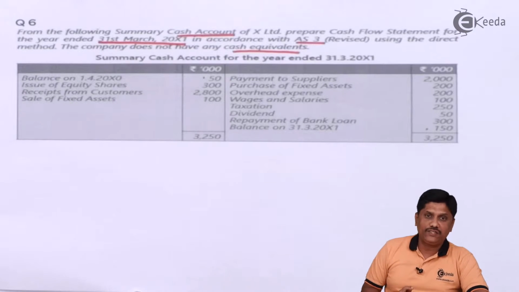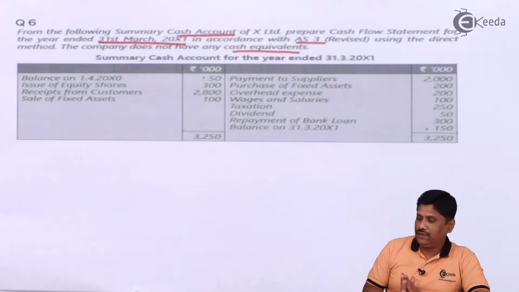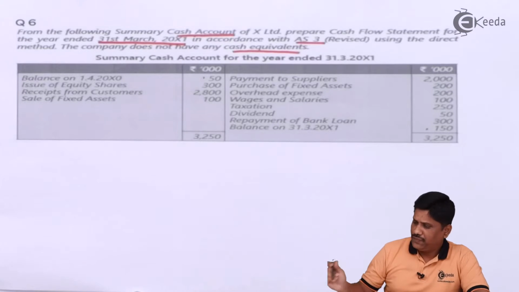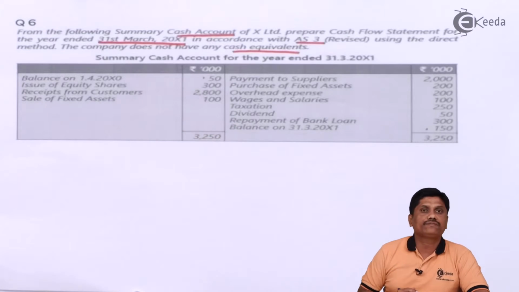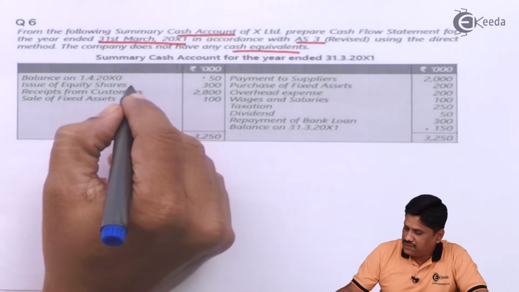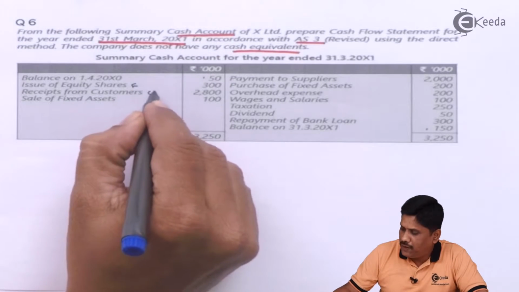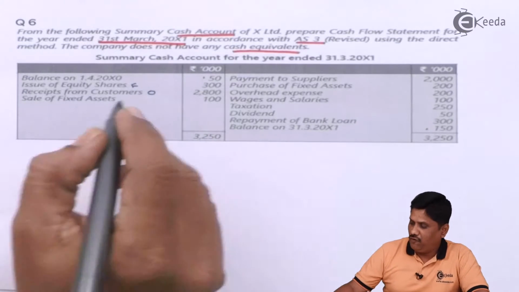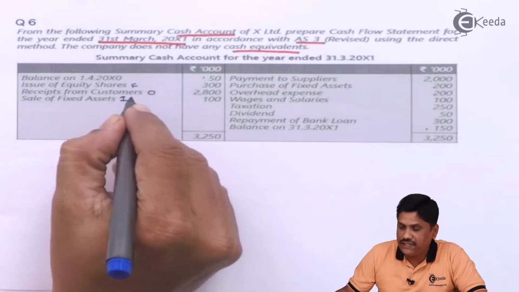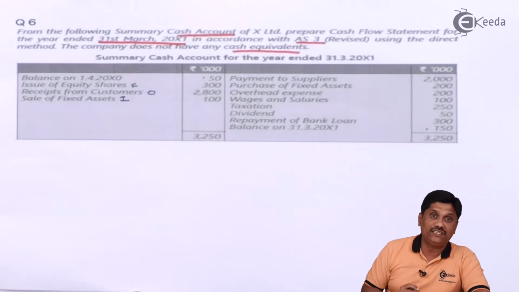While going through this cash book, I want you to pay attention to the concept of how it will be operating activity, how it will be investing activity, how it will be financing activity. Let's see. Issue of shares, can I say financing activity? Cash comes in. Receipt from customers, it is your operating activity. Sale of fixed asset is your investing activity. These all are inflows. Obviously cash received means inflow.